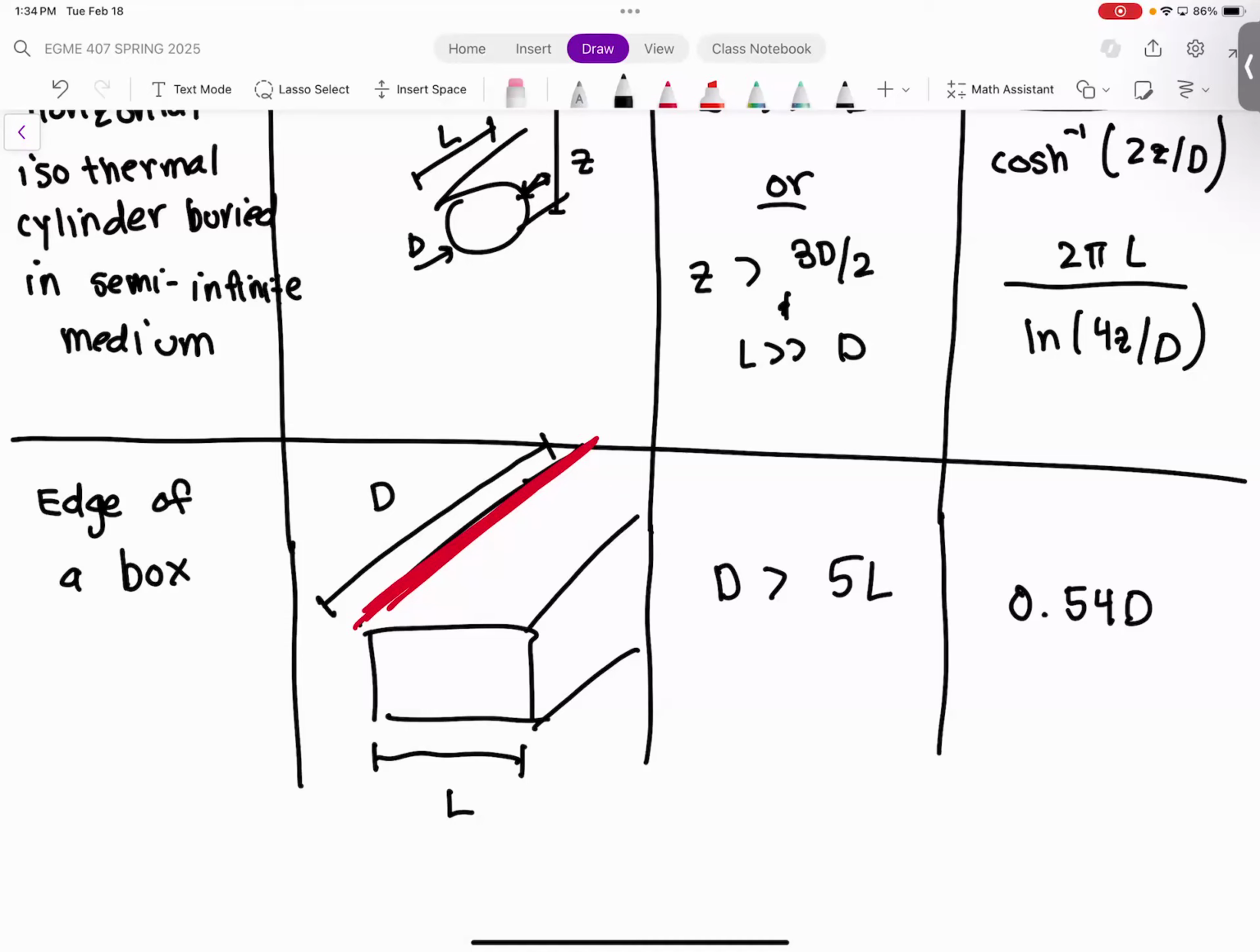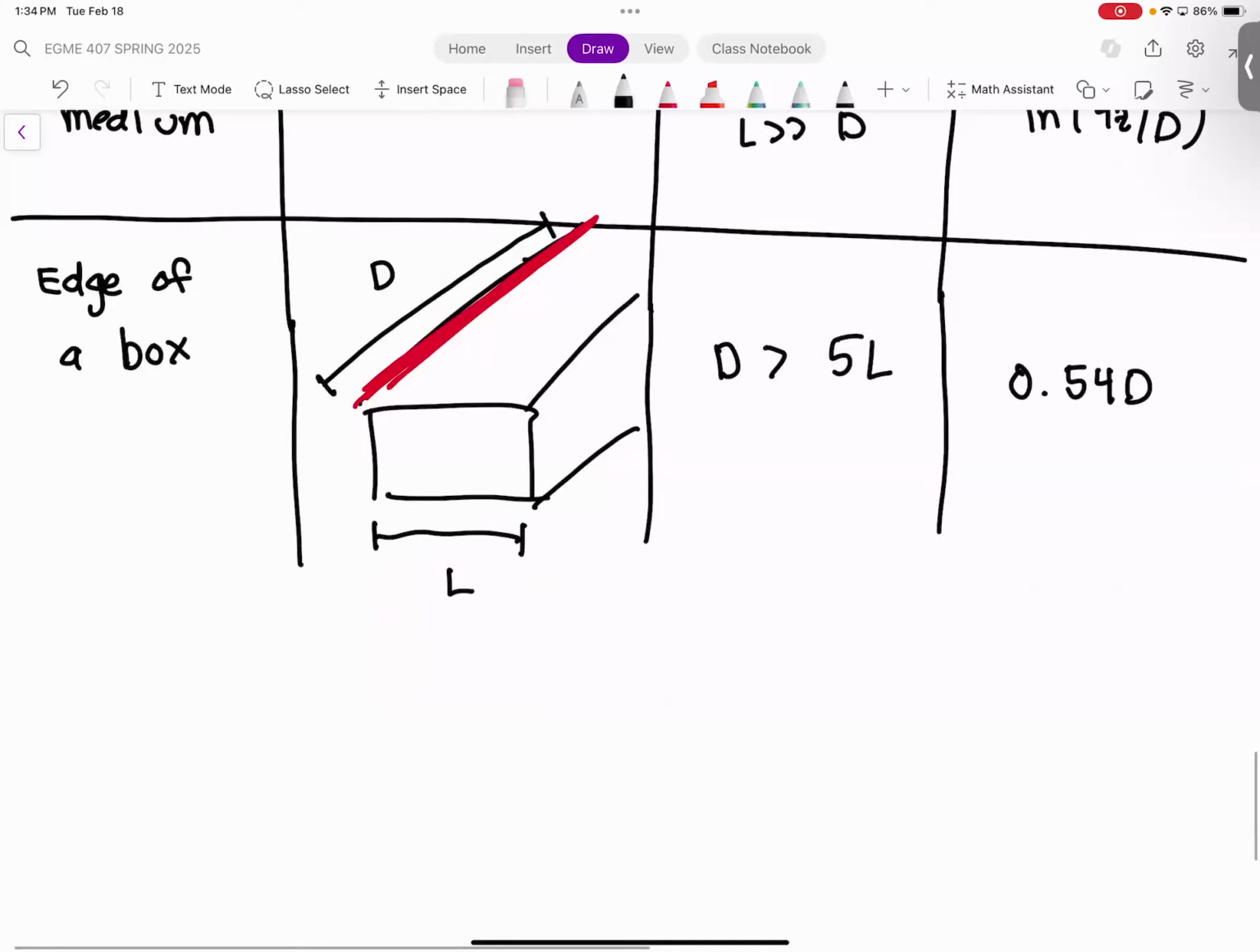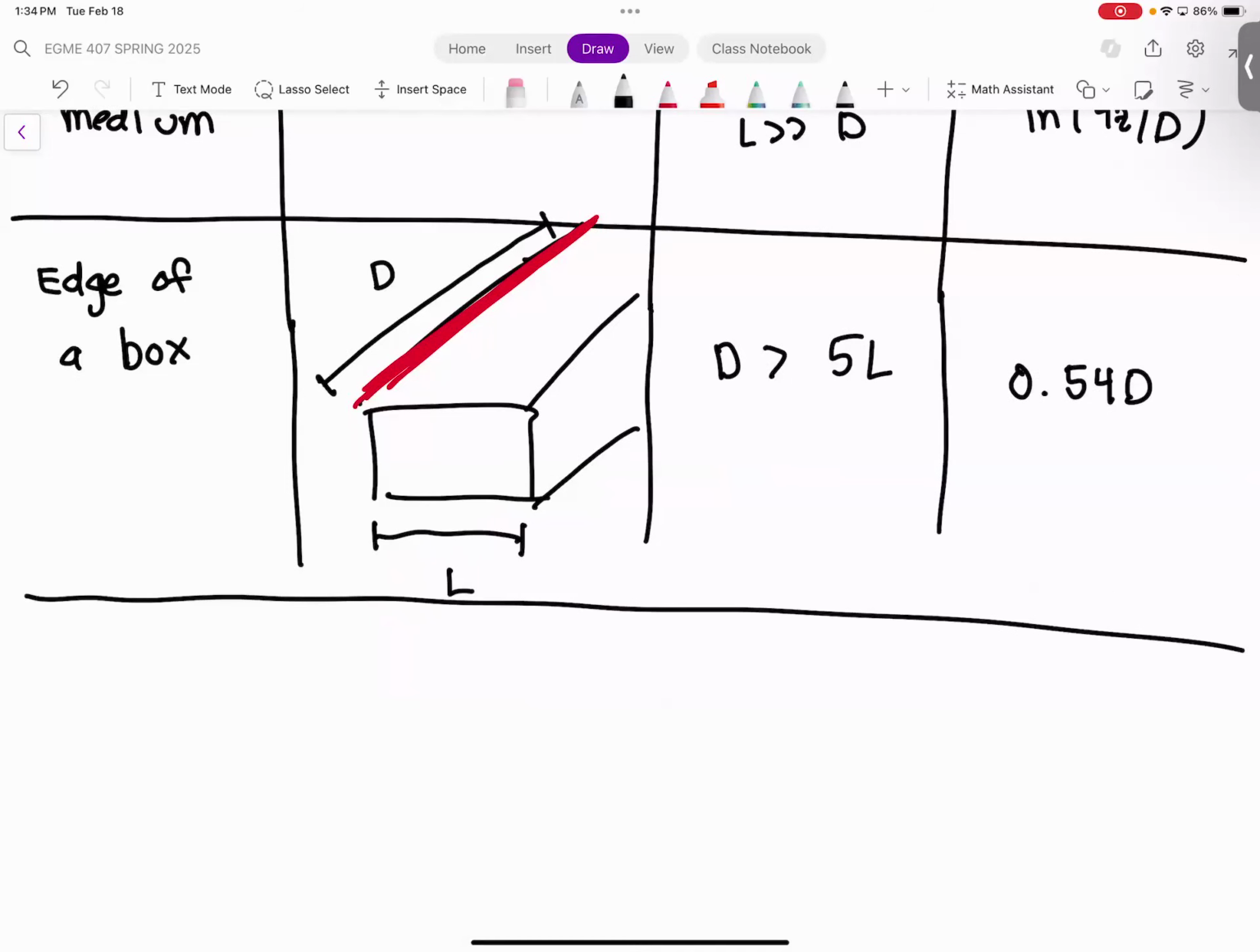So you'll see this sometimes too. 0.54 kind of seems like a random decimal to multiply this by. Again, this is mostly just based on empirical evidence, and so people have measured in experiments. Okay, so let's do one more, just because we're going to need it for the last example. So let's do corner of a box.